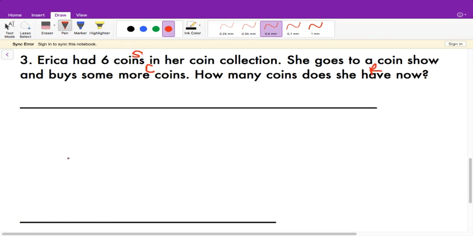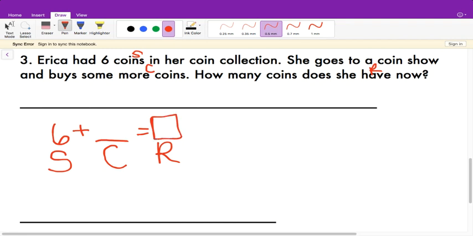So let's try to write our equation with this information we've been given. Okay, the start, she had 6 coins in the beginning. And she bought more, just like we said last time. This is going to be addition again. You got it? She buys some more. Strange. That information is missing. But that's not the question. The question is, how many coins does she have now? So that has to be our box. That's where the question is the result.